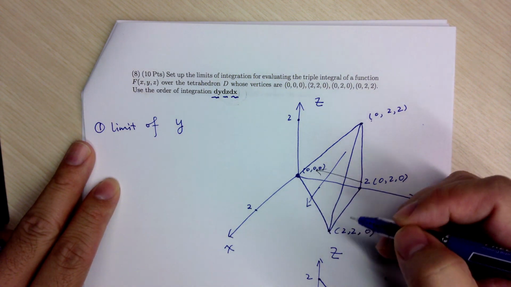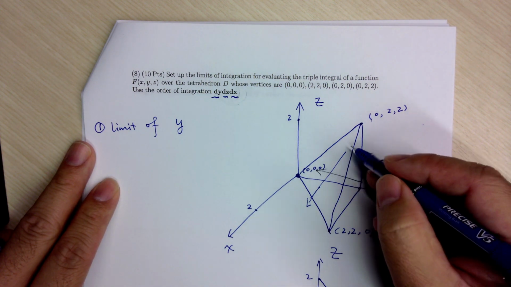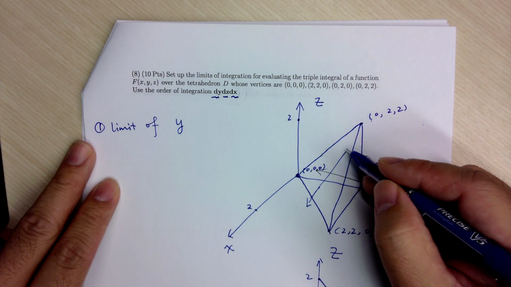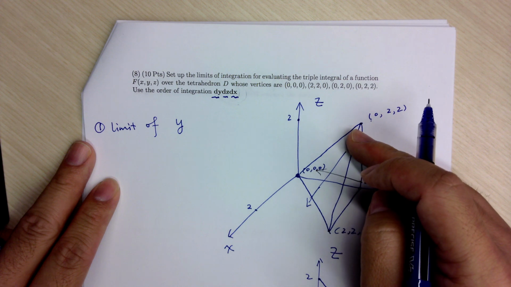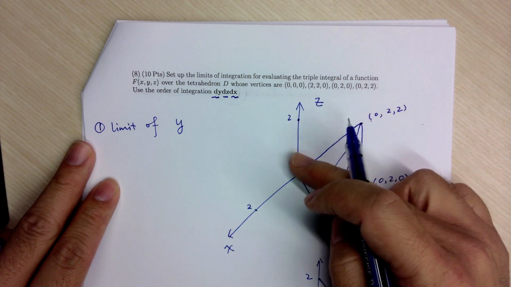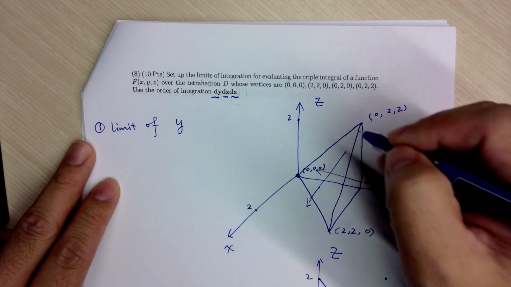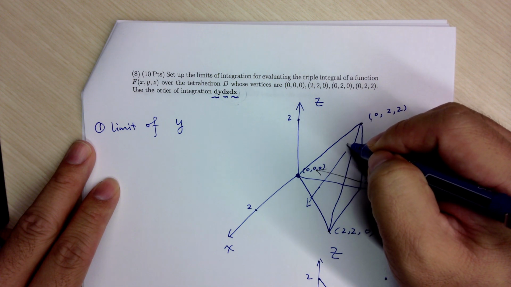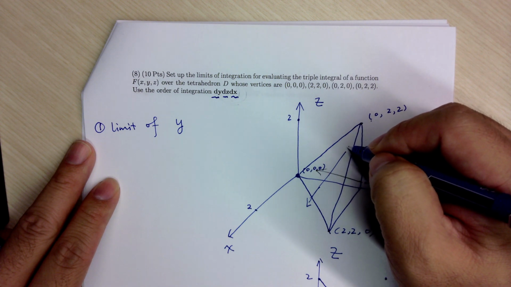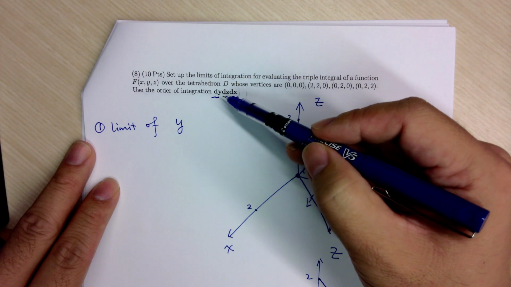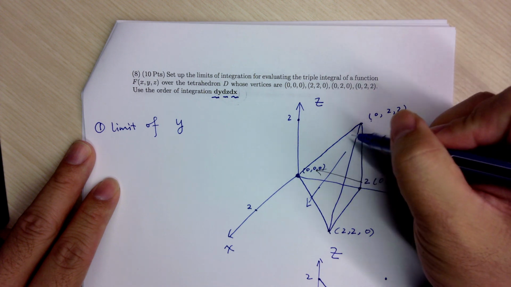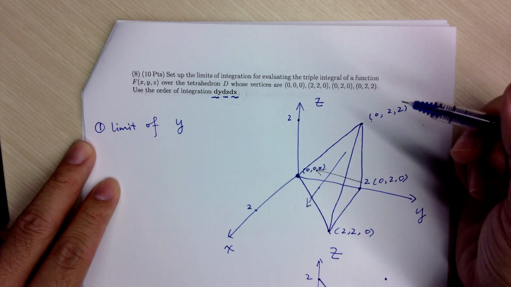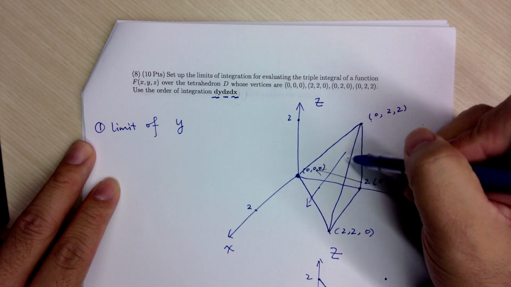And then more specifically, we need to find the equation of this plane first. Okay, so how do we find the equation? We need to find the equation of this plane so that we can solve for y in terms of x and z. Okay. So how do we solve for the equation of the plane? Well, as you can see, we can construct two vectors.